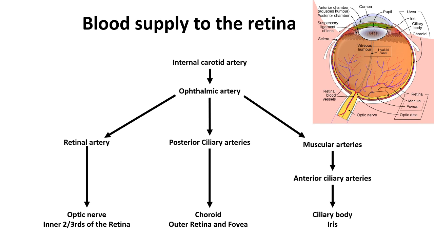The ophthalmic artery, which supplies the retina, comes off the internal carotid artery. It gives three branches: the retinal artery, ciliary arteries, and muscular arteries. The optic nerve and inner retina are supplied by the retinal artery. The outer retina and fovea are not perfused from the retinal circulation. Instead, they are supplied indirectly by diffusion of oxygen and metabolites from the choroid.